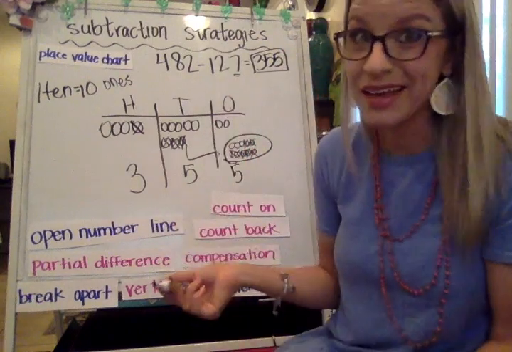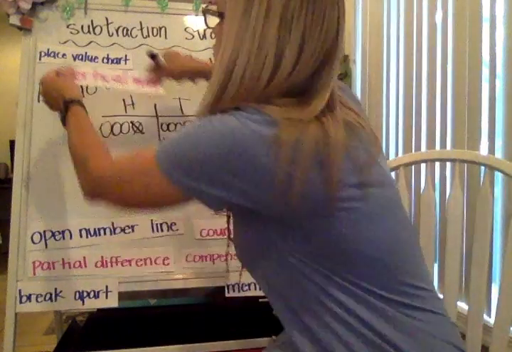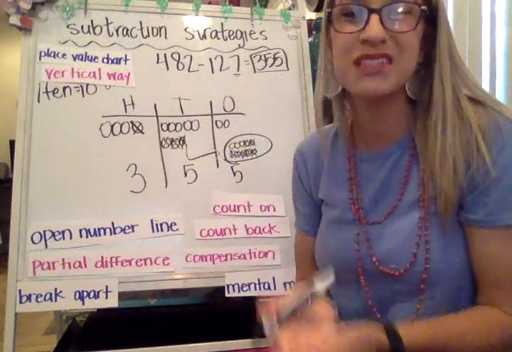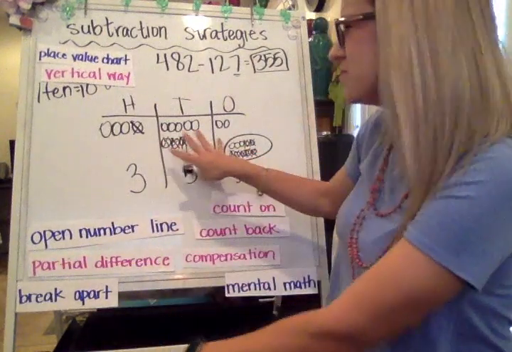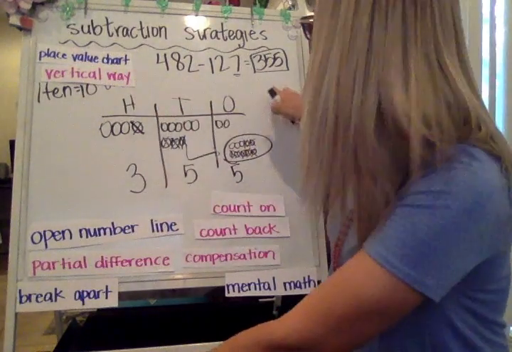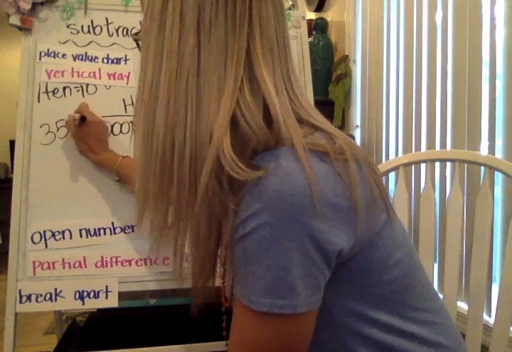I always want to check, and that's when I'll be using the vertical way. So I'm going to use the vertical way in order to check to see if my place value chart worked. This would tell me if I made a mistake. Sometimes these get really messy on your paper, and so it's always good to check with the vertical way, especially because the vertical way is pretty simple and quick in most cases.